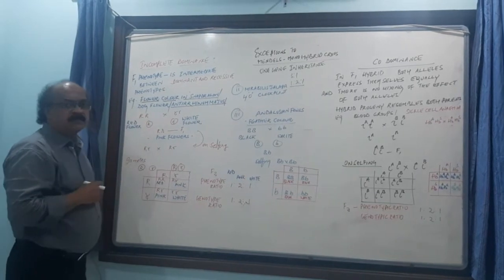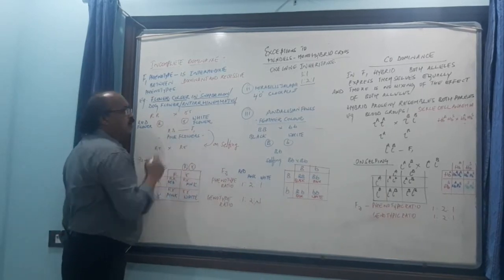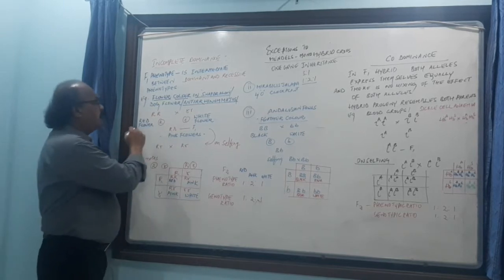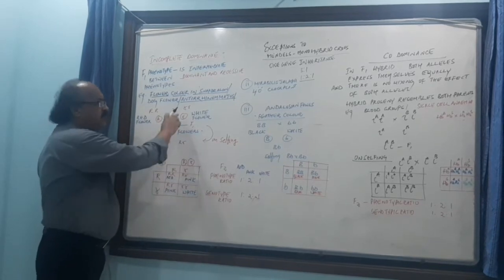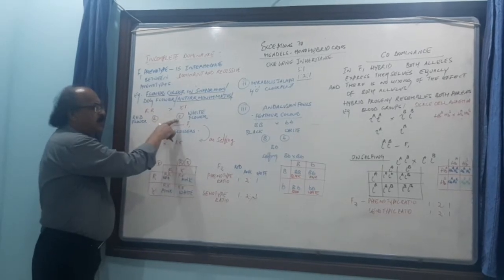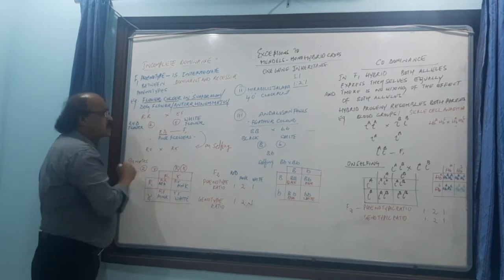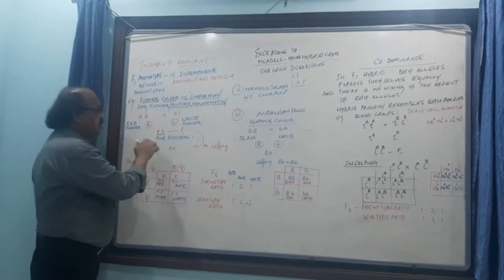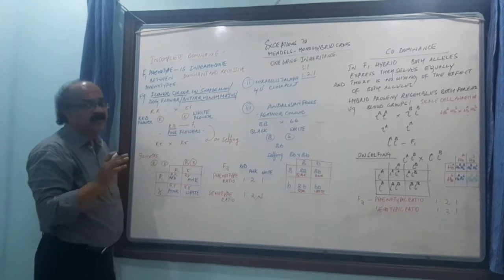Capital R, red flowers. Small r, white flowers. When you make a cross between homozygous red flowers and white flowers, the gametes are capital R, small r, F1 capital R, small r. These F1 hybrids show pink color, pink flowers are obtained, not the red flowers.